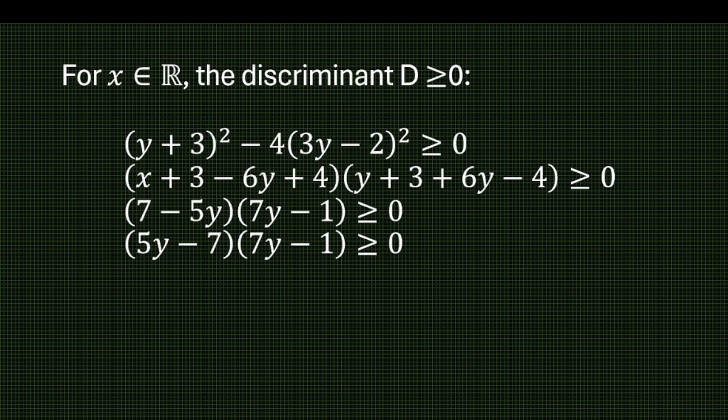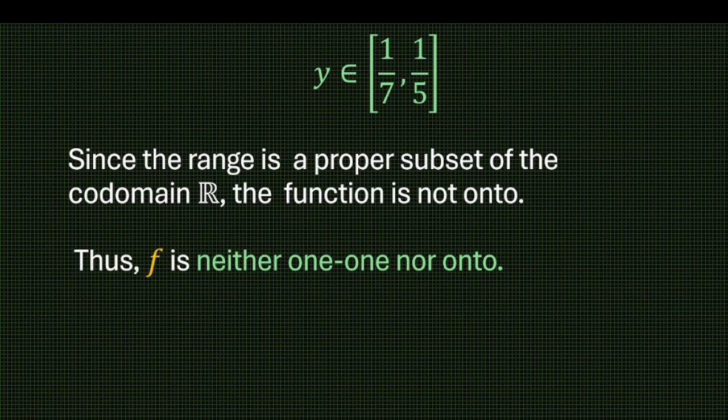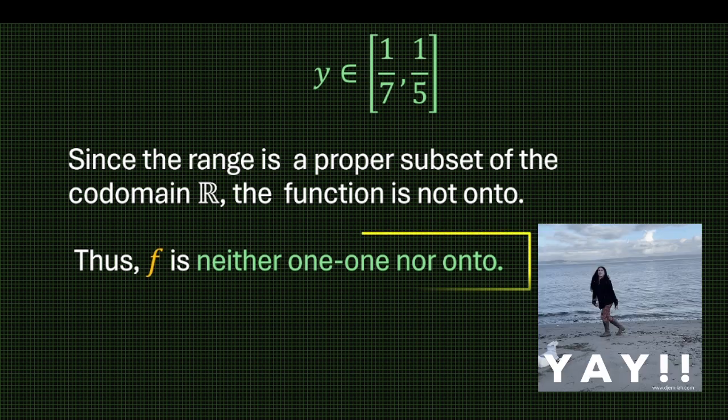On solving this, we have (5y − 7)(7y − 1) ≤ 0, so y belongs to the closed interval [1/7, 1/5]. It means that since the range is a proper subset of the codomain R, the function is not onto. Thus, f is neither 1-1 nor onto. This is our final answer.